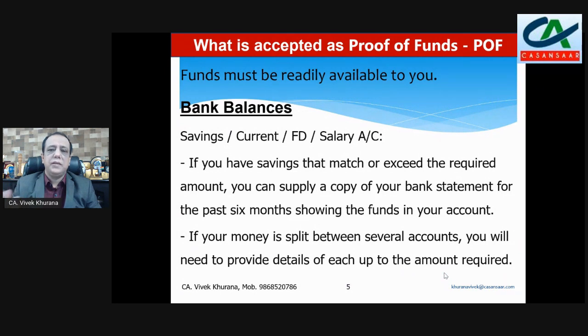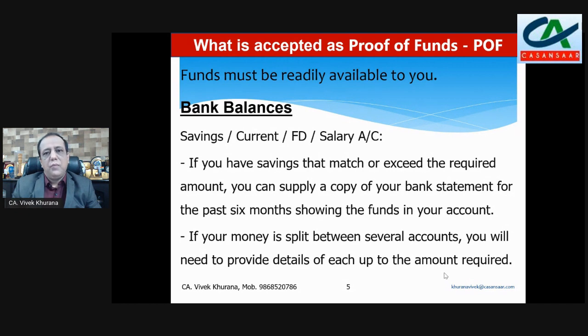What is accepted by the Canadian government? First is your bank balances. Bank balance, either it's your saving bank account, current account, fixed deposit account, salary account. Any bank account in any bank or financial institution is acceptable. You have to show the details, as we already discussed, on the bank's or financial institution's letterhead where their phone number, address, email ID, etc. should be mentioned. So that you have to show. Bank balances are more than enough.